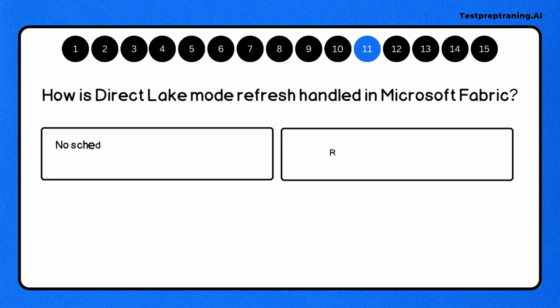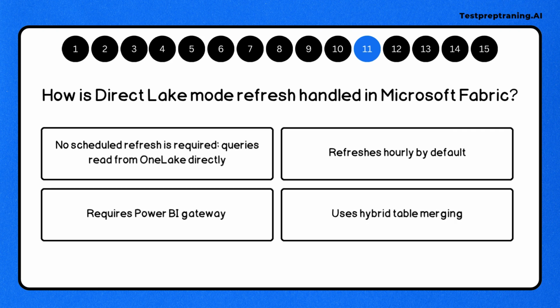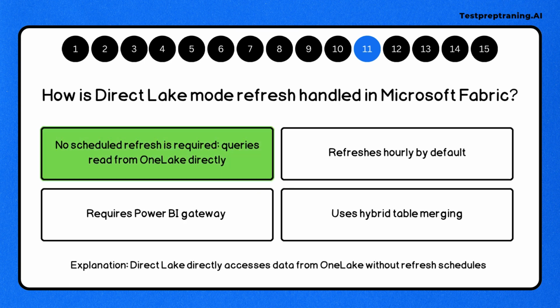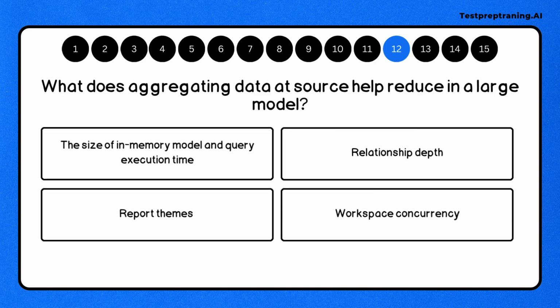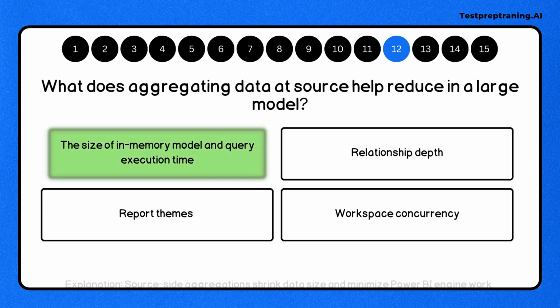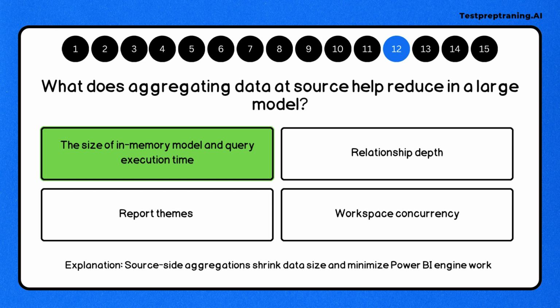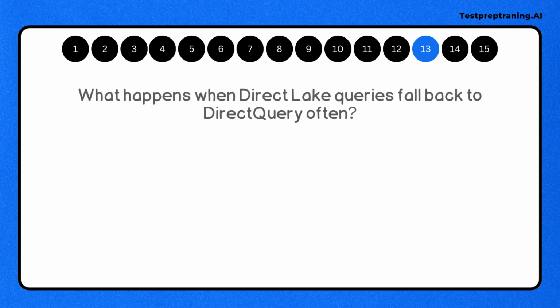Question 11. How is Direct Lake mode refresh handled in Microsoft Fabric? Correct answer is no scheduled refresh is required. Queries read from OneLake directly, as Direct Lake directly accesses data from OneLake without refresh schedules. Question 12. What does aggregating data at source help reduce in a large model? Correct answer is the size of the in-memory model and query execution time, as source-side aggregations shrink data size and minimize Power BI engine work.